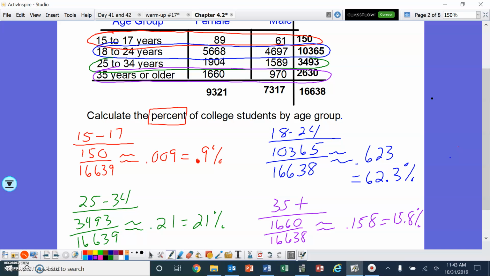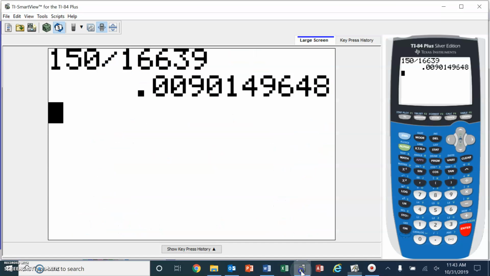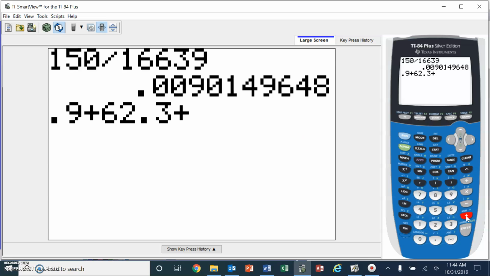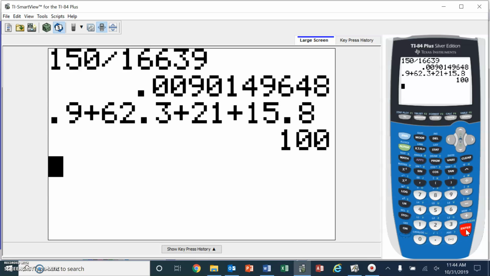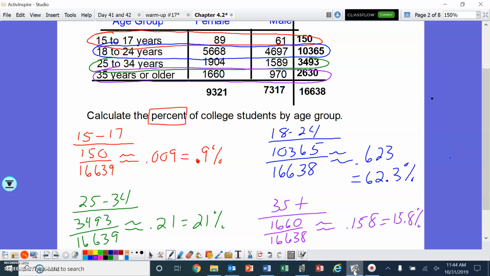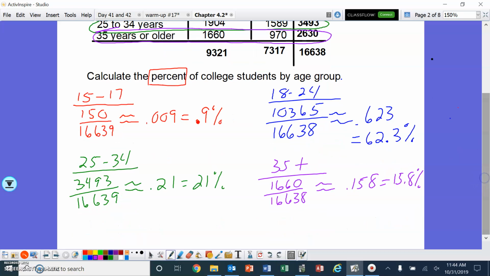Now let's see if we have any round off error. All right, so I'm going to go ahead and take the 0.9 plus the 62.3 plus the 21 plus the 15.8, and let's see. How about that? It actually turned out pretty good. So even though we rounded, we still ended up with 100% on that. All right. Next.